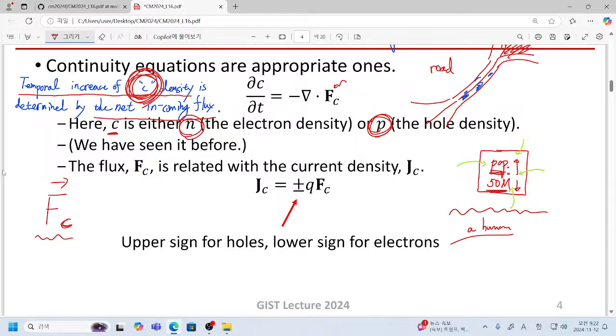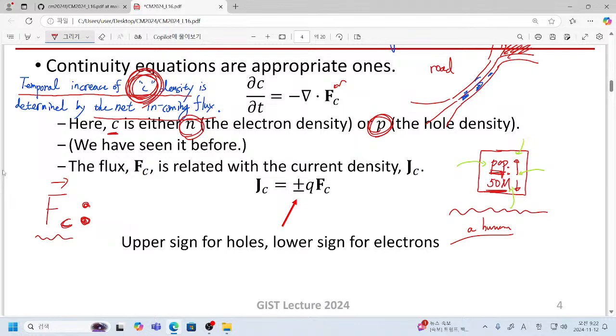Since this continuity equation is so general, basically this is regarded as just a given one. But the point is, depending on your model, you can find many different forms for this particle flux F sub C. If you have a quite complicated model, then you will have a quite complicated form of F sub C. And if you have a simple model, then you will have a quite simple expression.